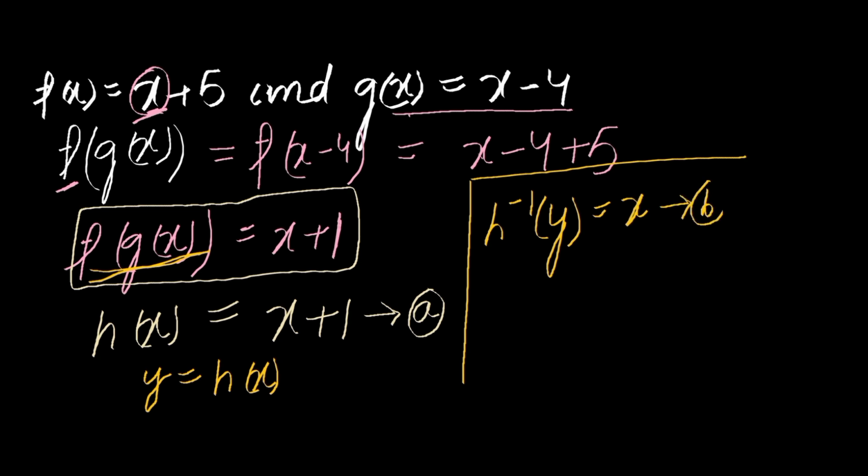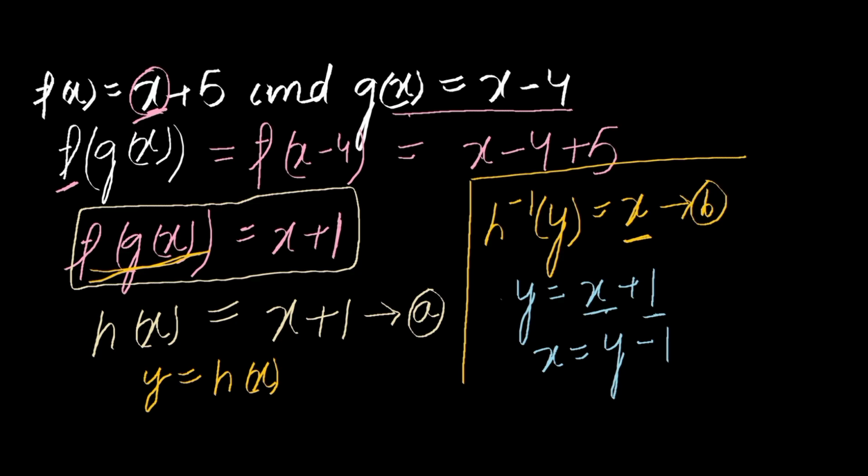Now I have to find the value of x. So I can find the value of x from equation A, and this is very easy. How can I do this? As we all know, h of x is basically equal to y. So y equals x plus 1. I have to find the value of x. So move this one to the left side of the equation. So x would be equal to y minus 1.